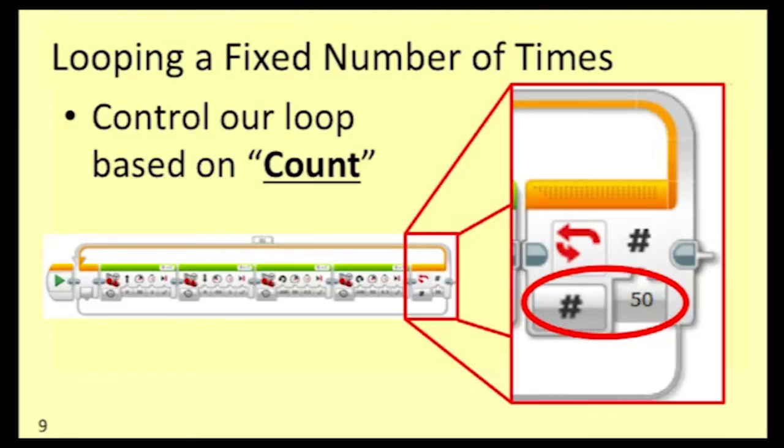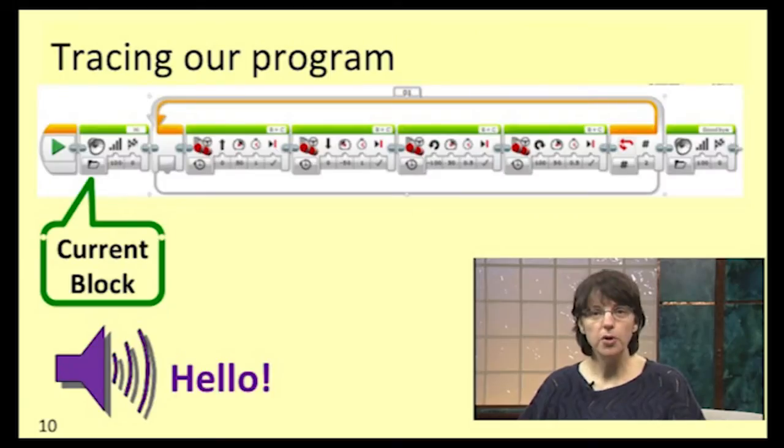Great. So, just to review. In this example, we set the control to count and then put in the number of times we want to repeat the code that is inside the loop. In our actual example, we set the count to 2 so it wouldn't take too long, but in this graphic, I've set the count to 50. Let's trace our program step by step so we can see what's going on.